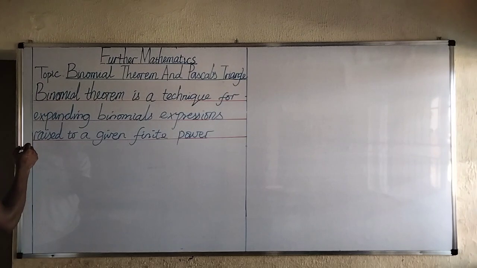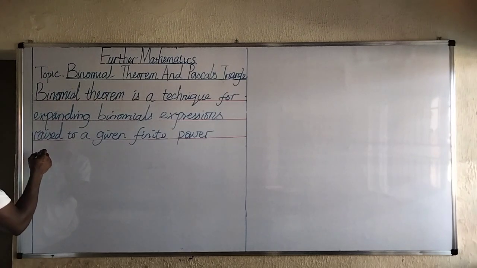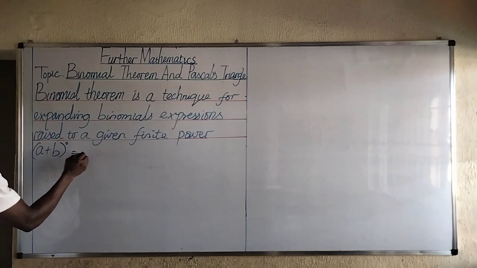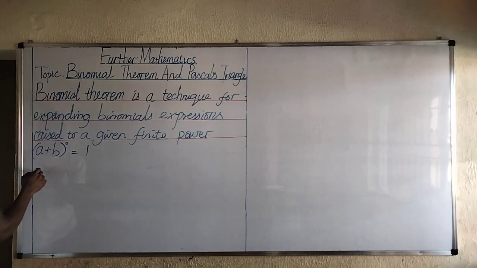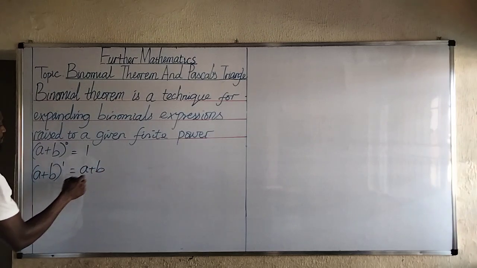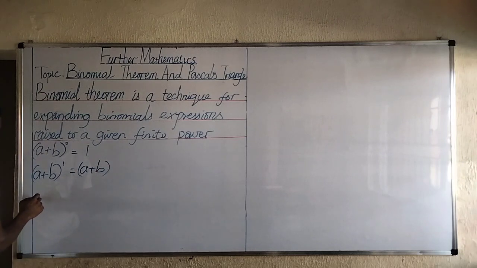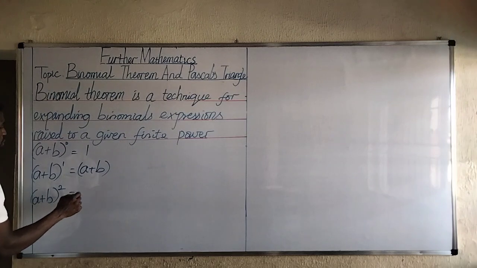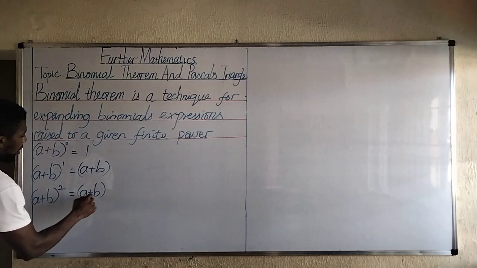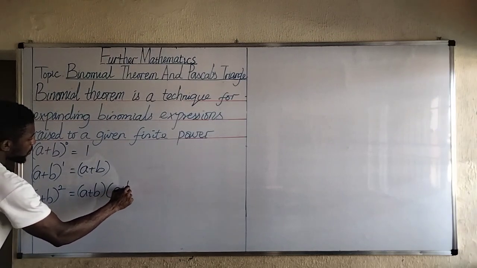Alright, let's take these examples of binomial expressions. If we have a plus b all raised to the power 0, this gives us 1. If we have a plus b all raised to the power 1, this will be what? A plus b. Okay, if we have a plus b all raised to the power 2, this will give a plus b multiplied by a plus b.